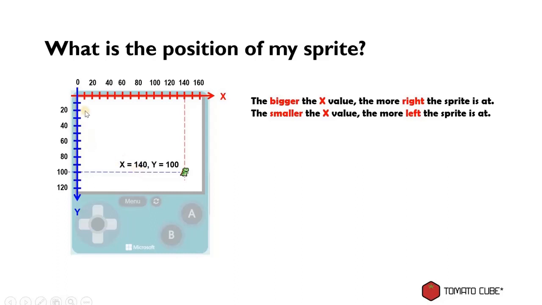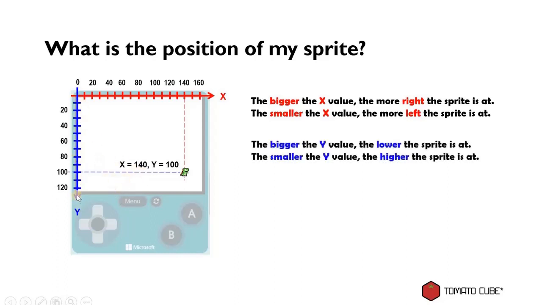Similarly for the y-axis, the bigger the value, the lower the sprite is going to be located. Right now the sprite is at y equals 100, somewhere at the bottom here. If y equals 20, something smaller, it will be on top here. So for the y value, the smaller the number, the higher the sprite is going to be located. The bigger the y value, the lower the sprite is going to be located.